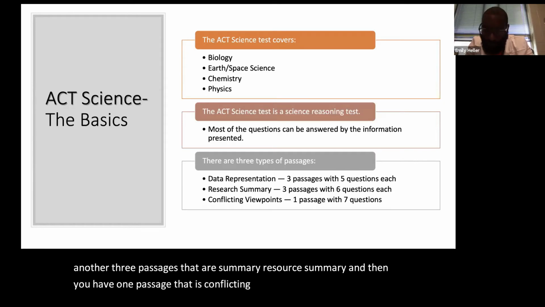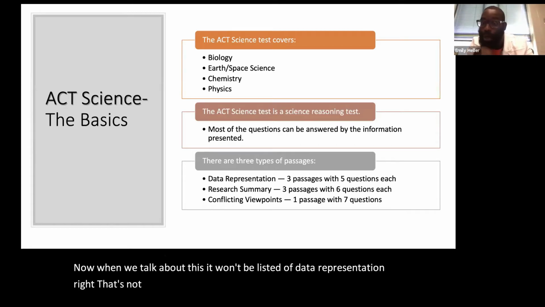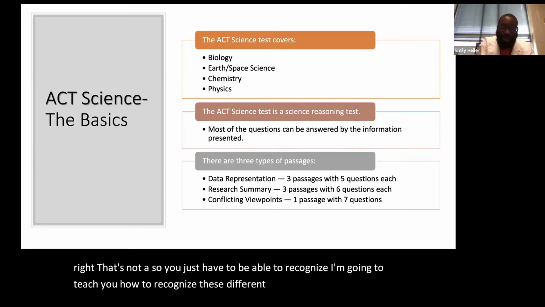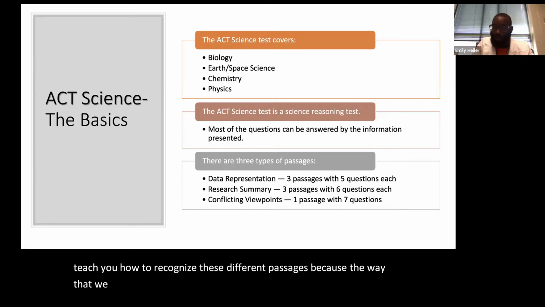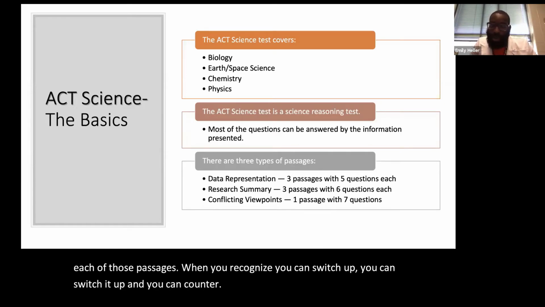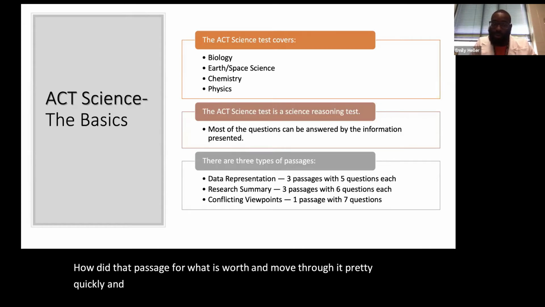All right. Now, when we talk about this, it won't be listed as, oh, data representation. So you just have to be able to recognize. I'm going to teach you how to recognize these different passages, because the way that we tackle these passages is different. If you learn how to tackle each of those passages, when you recognize them, you can switch it up, handle that passage for what it's worth, and move through it pretty quickly and effectively, getting great results in that section.